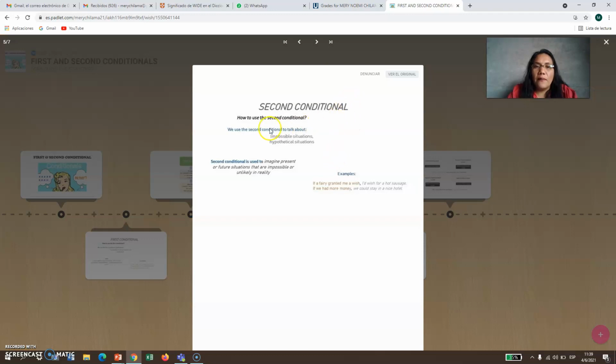Second conditional. We use the second conditional to talk about impossible situations, hypothetical situations. The second conditional is used to imagine present or future situations that are impossible or unlikely in reality. Example: If we had more money, we could stay in a nice hotel.